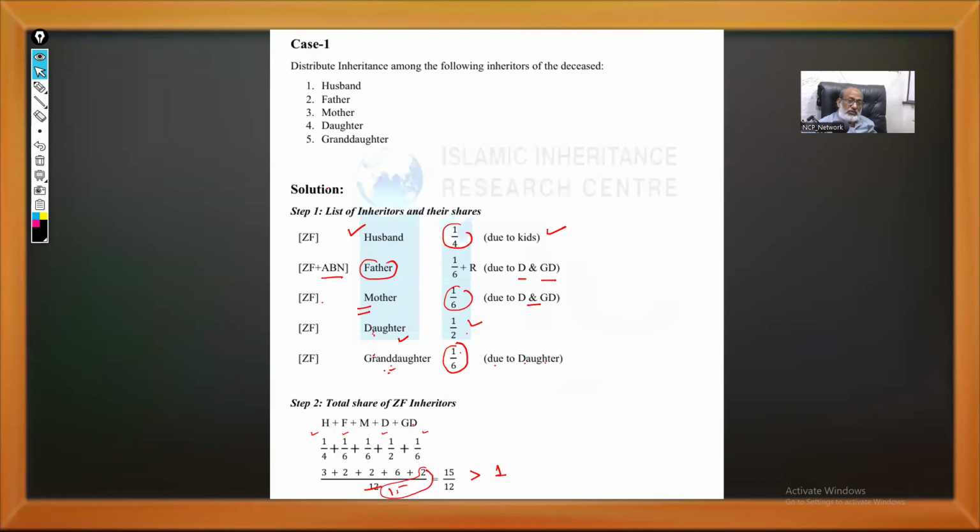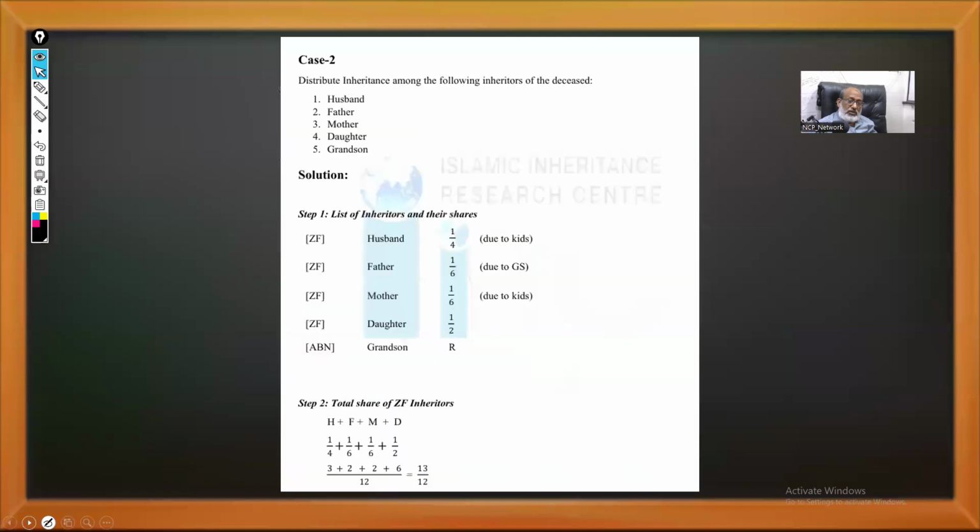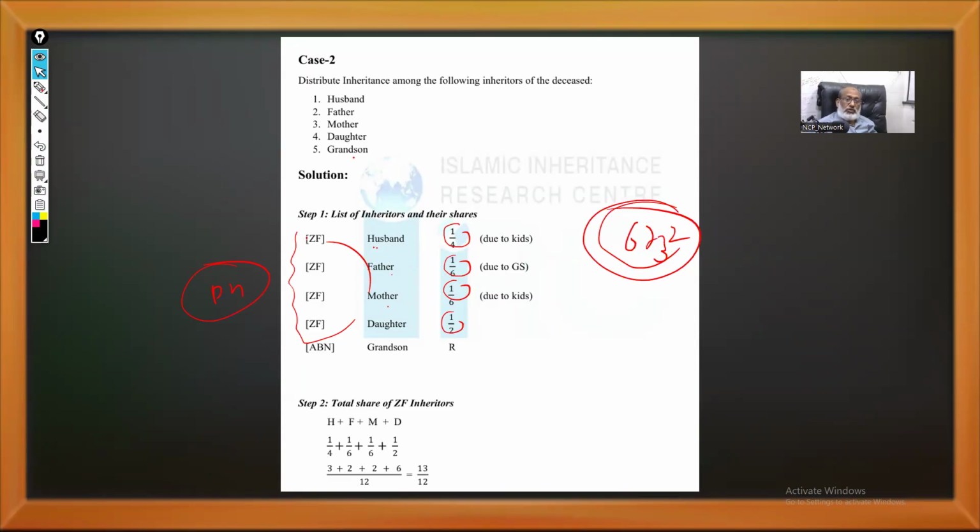But in the same question, in place of the granddaughter, if we take the grandson, the share of the husband is 1 by 4, share of father is 1 by 6, mother is 1 by 6, daughter is 1 by 2, all are primary heirs. According to 6732, Sahih al-Bukhari gives the fixed share to the primary heirs, and the residue will go to the closest residuary. The closest residuary in that case is the grandson, who is a residuary by himself.